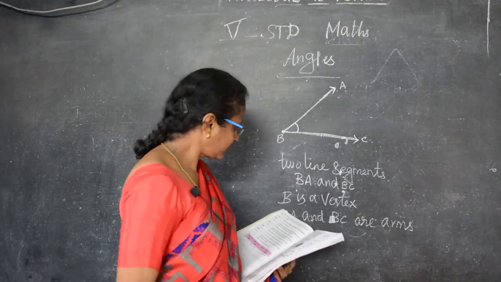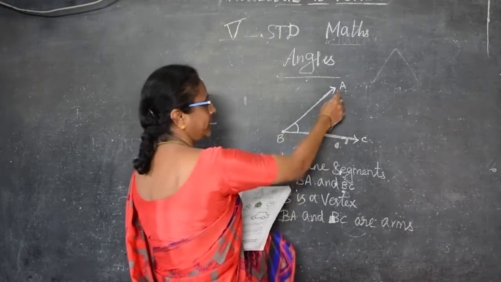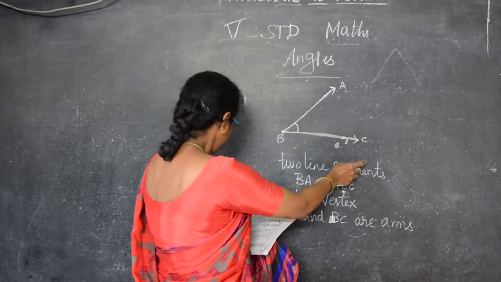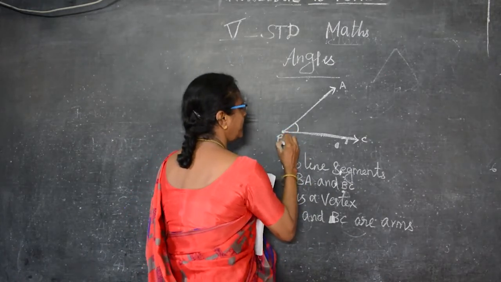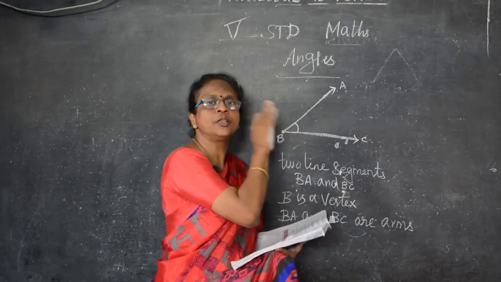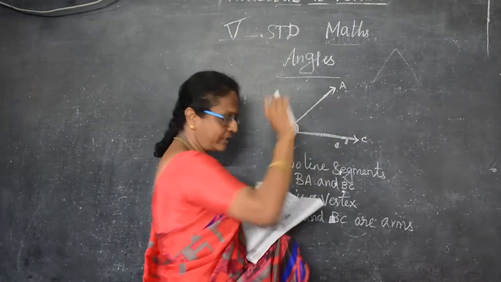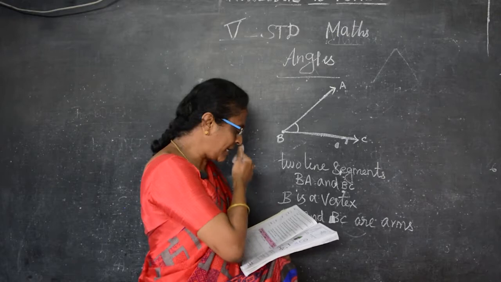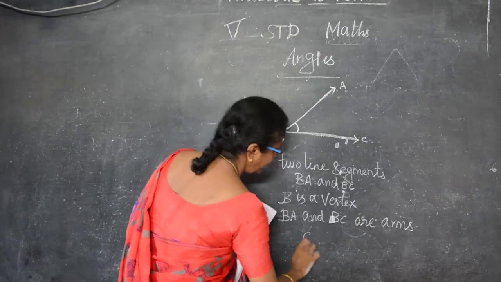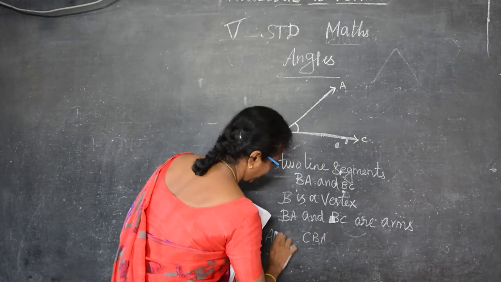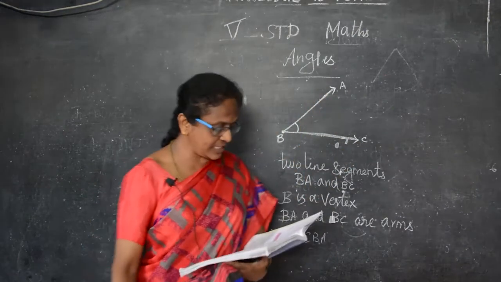And then, okay, how can we name the angle in the picture? An angle is mentioned by the three alphabets A, B and C. So the center letter is the vertex. This B is the vertex, it is the center point. So ABC is the name of an angle. Is it right? Yes, we should mention the angle as ABC, and also we can say CBA. Yes, ABC or CBA, we can say the angle.